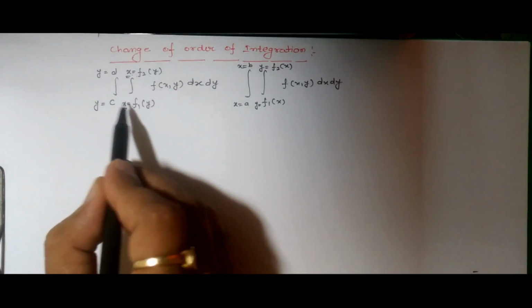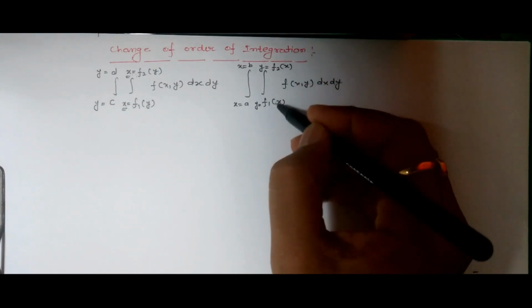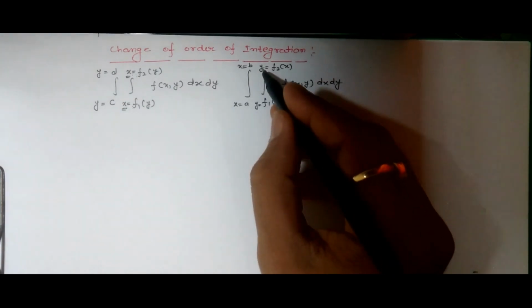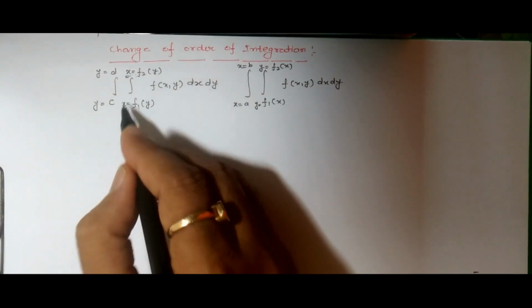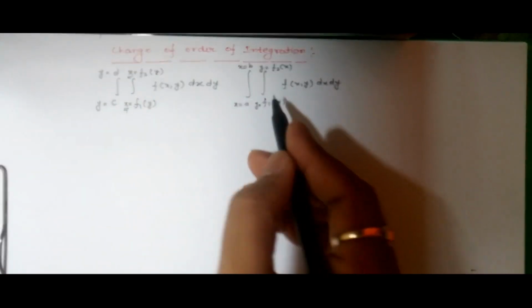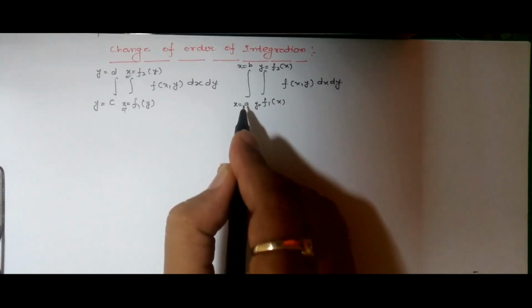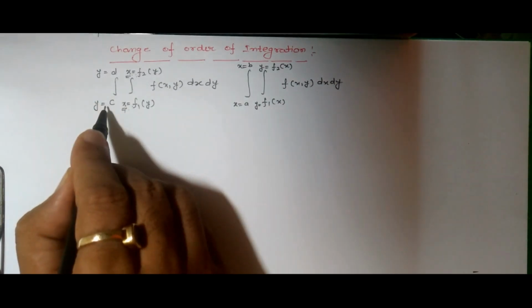Here the order is first with x, then with y. In this case, my strip is parallel to the y-axis. That means here is a vertical strip, whereas here is a horizontal strip because it is parallel to the x-axis. So here the order is first with y, then with x. Here the order is first with x, then with y.